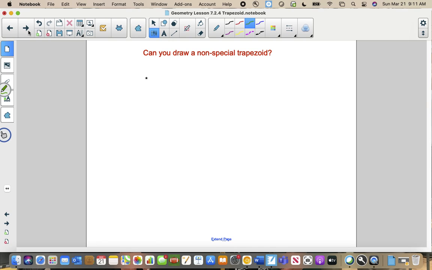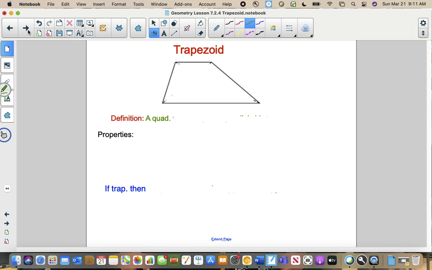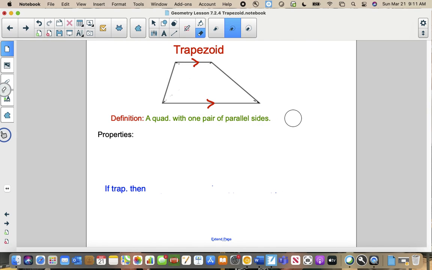Okay, so now what I want you to do is draw a non-special trapezoid. Pause it a second and go ahead and draw this. All right, welcome back. So I'm hoping it looks something like this. What in your mind did you do? What made it be a non-special trapezoid? I'm hoping you said, hey, all I want to make sure is that those 2 sides are parallel. And so this is an example of a quadrilateral with 1 pair of parallel sides.